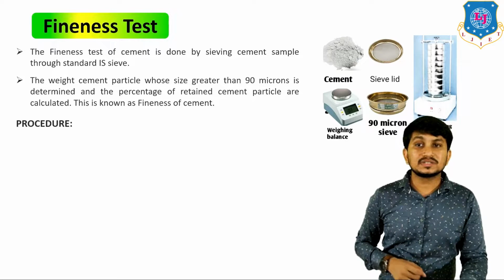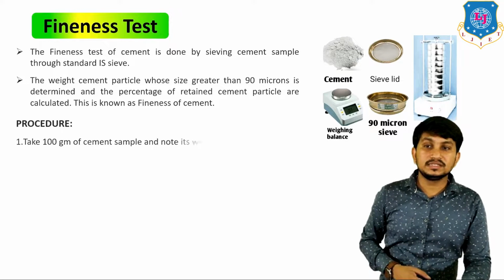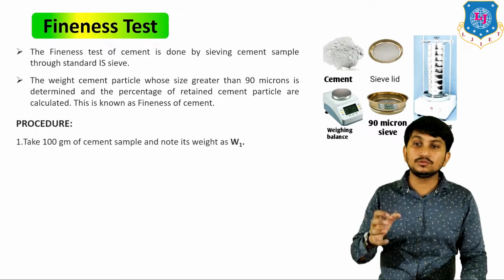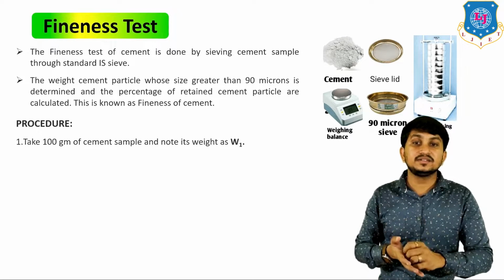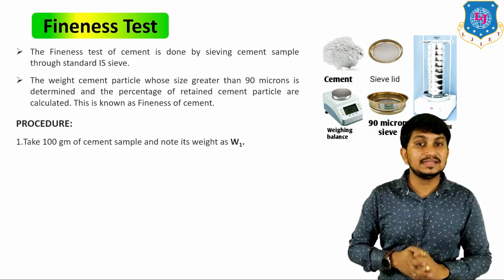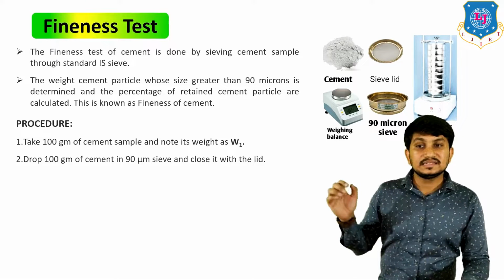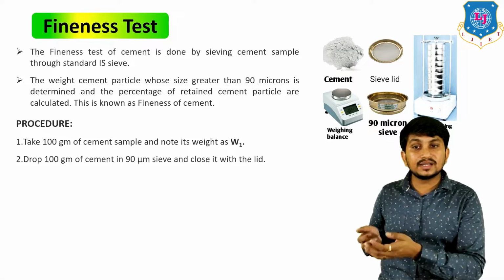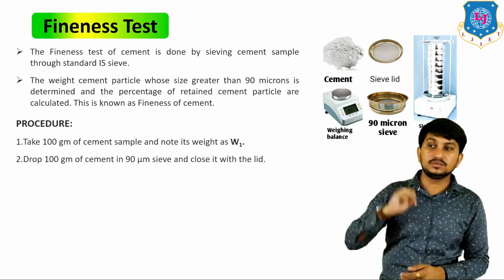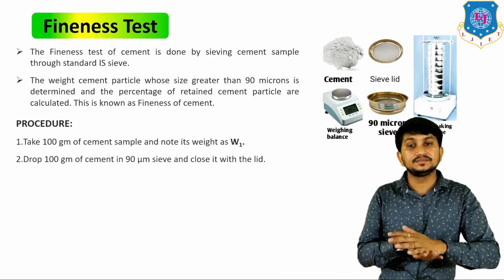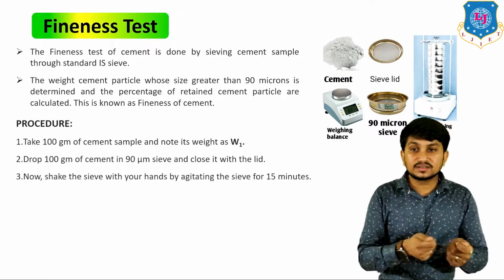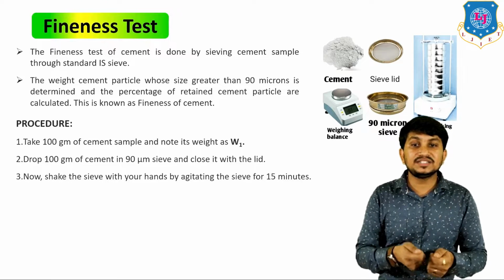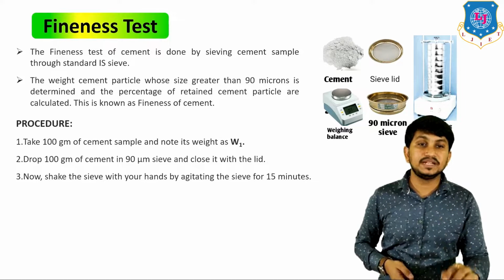The procedure of this test looks like this. First of all, we have to take 100 grams of cement sample and note its weight, which is used as W1. Second, drop the 100 grams of cement in a 90 micron sieve and close the lid. Then we have to shake the sieve with our hands by agitating the sieve for 15 minutes.